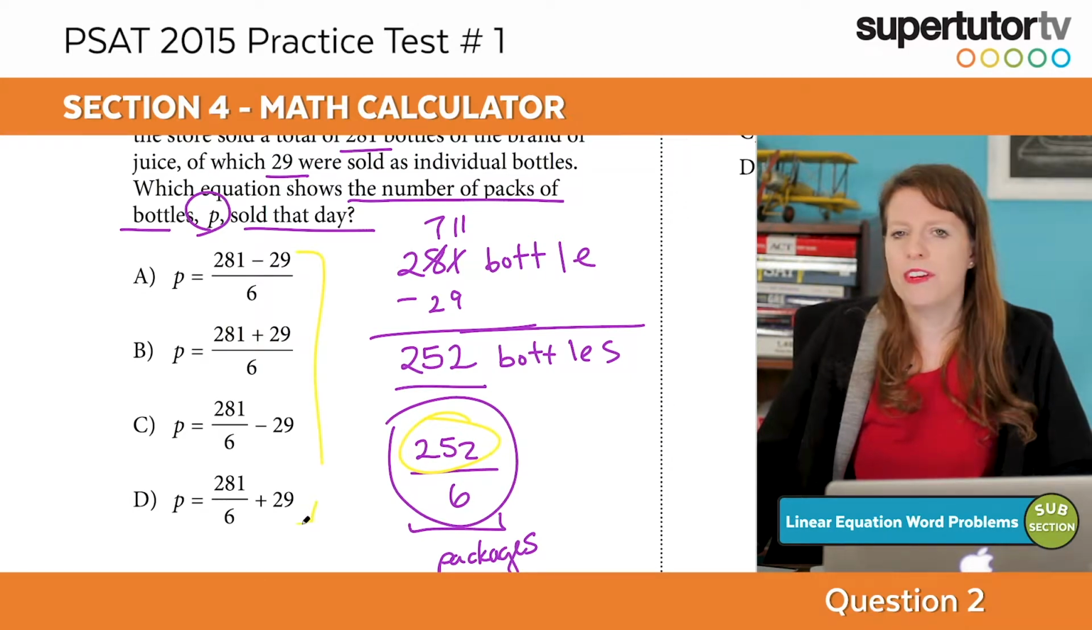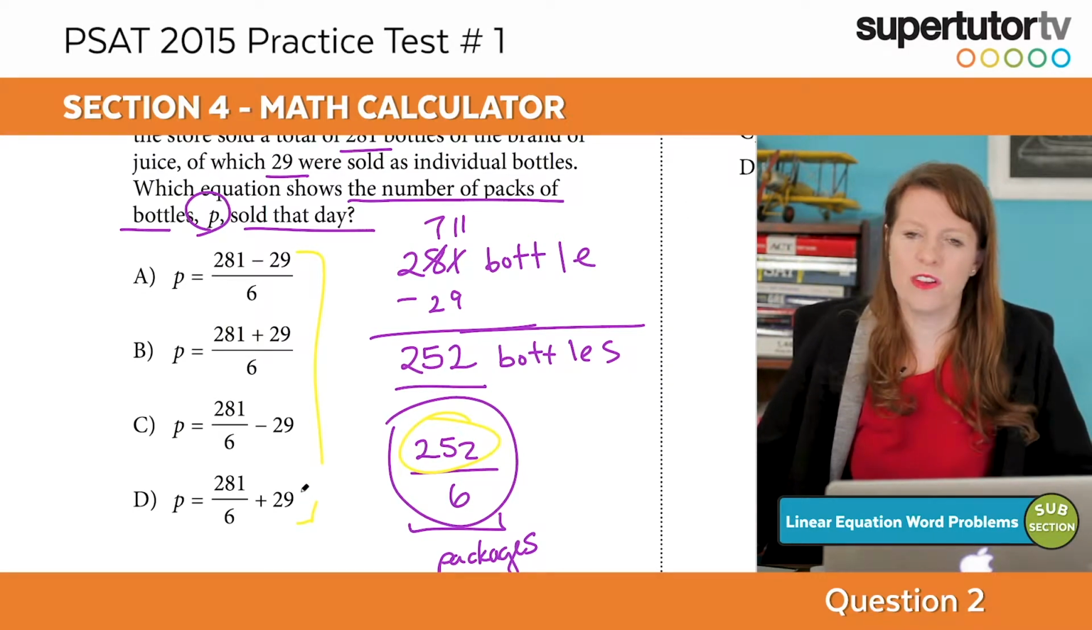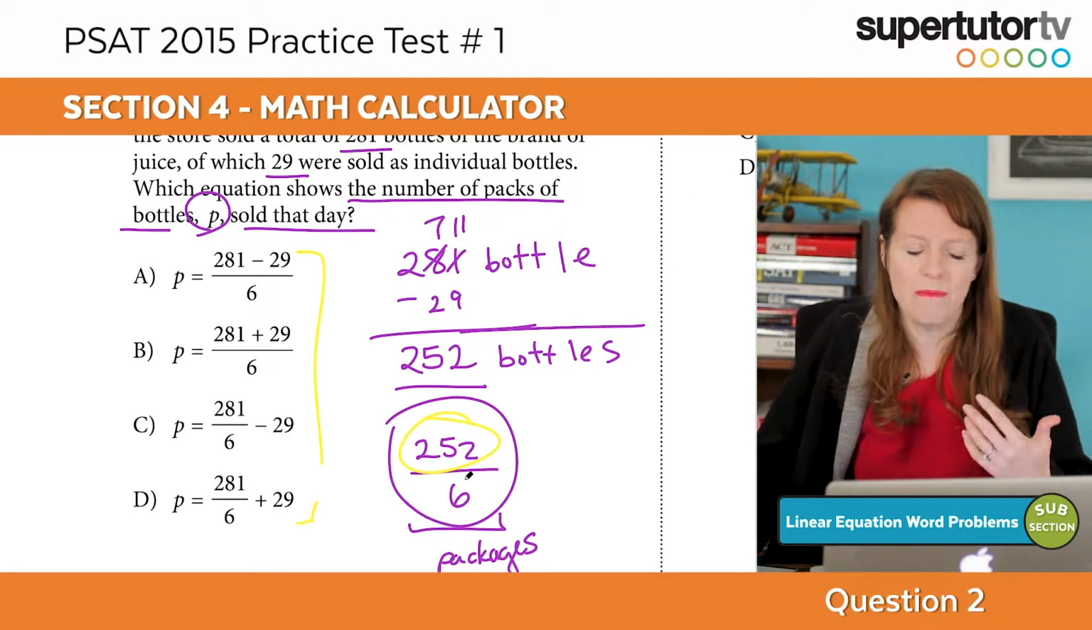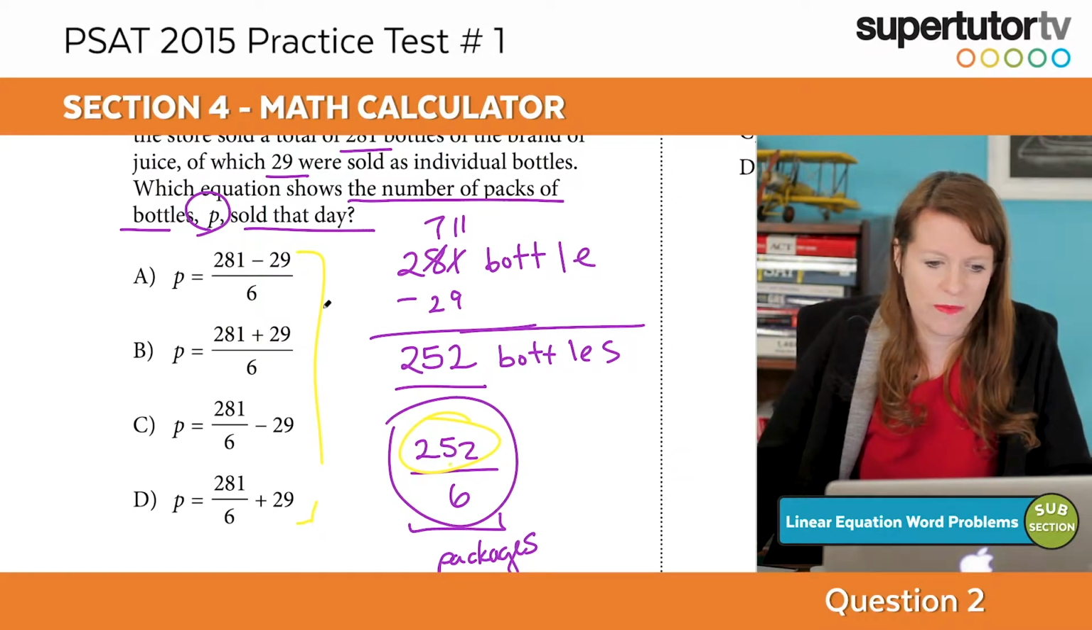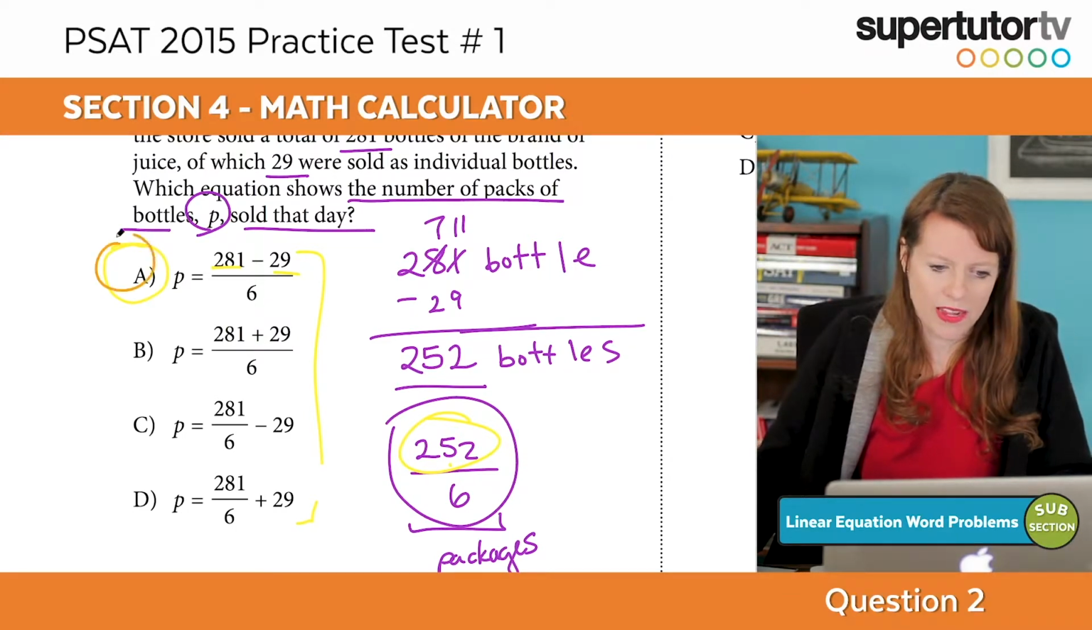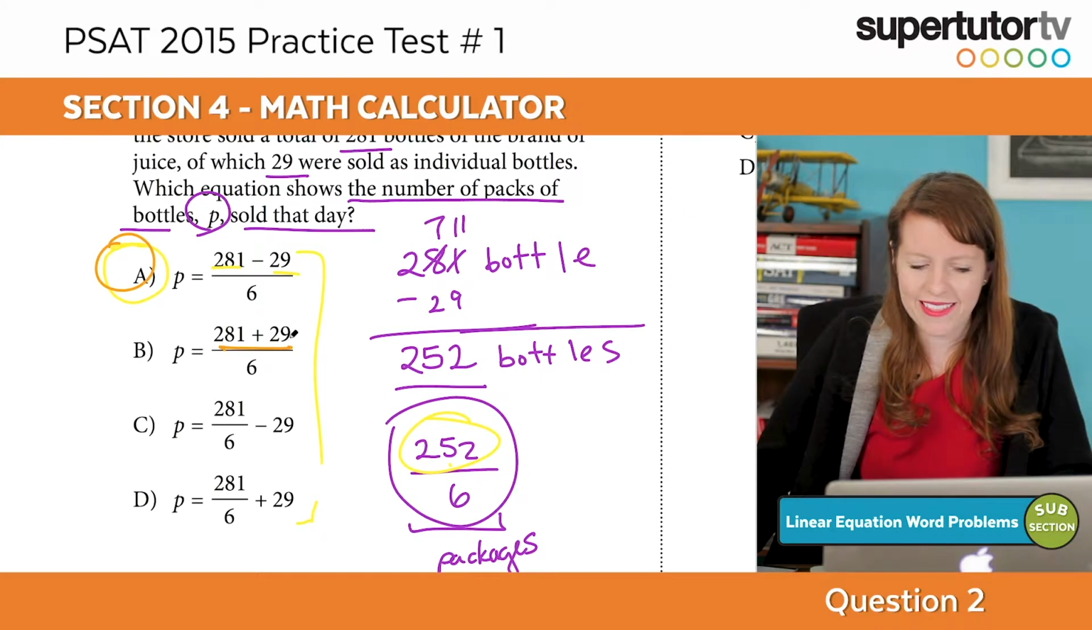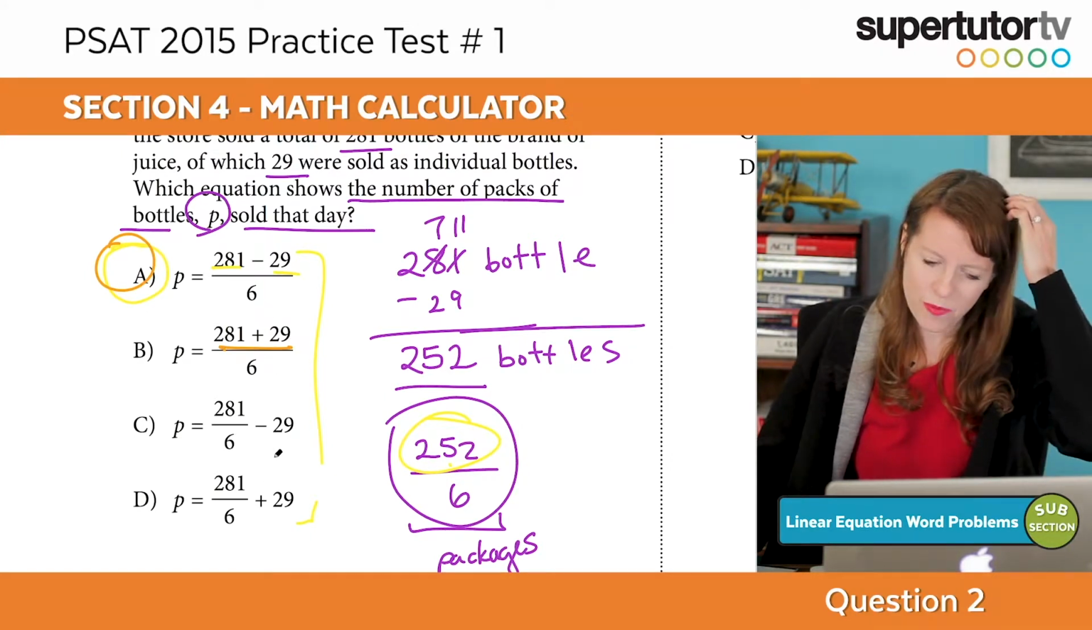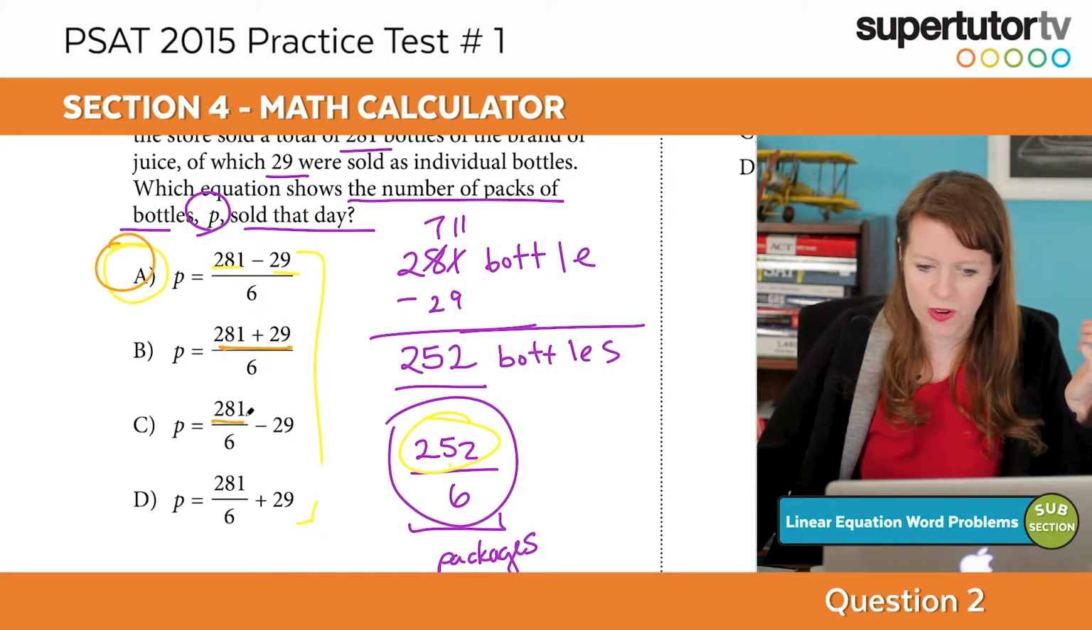They're not always going to solve it exactly the same way you do, but if you know how to solve the problem, you can kind of solve it down a little bit and then backtrack and say, okay, where did the 252 come from? Oh yeah, that was 281 minus 29, wasn't it? Oh yeah, so that's what I need. A is going to be my answer. Here we're adding, that doesn't make any sense. Here we don't want to divide by 6 first. This is weird, right? We want to divide the 252 by 6. This isn't going to be divisible by 6 anyway. So we can see how this works.